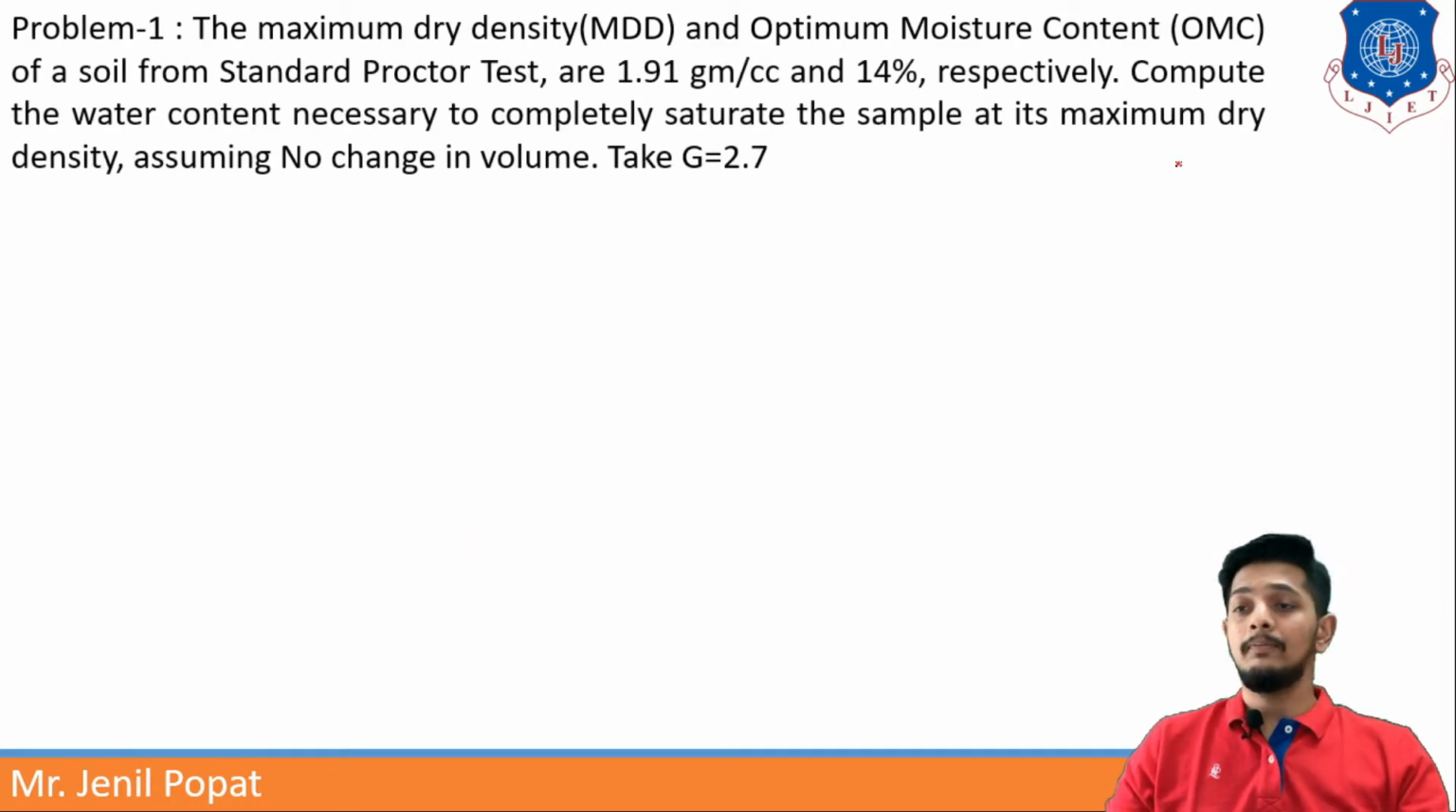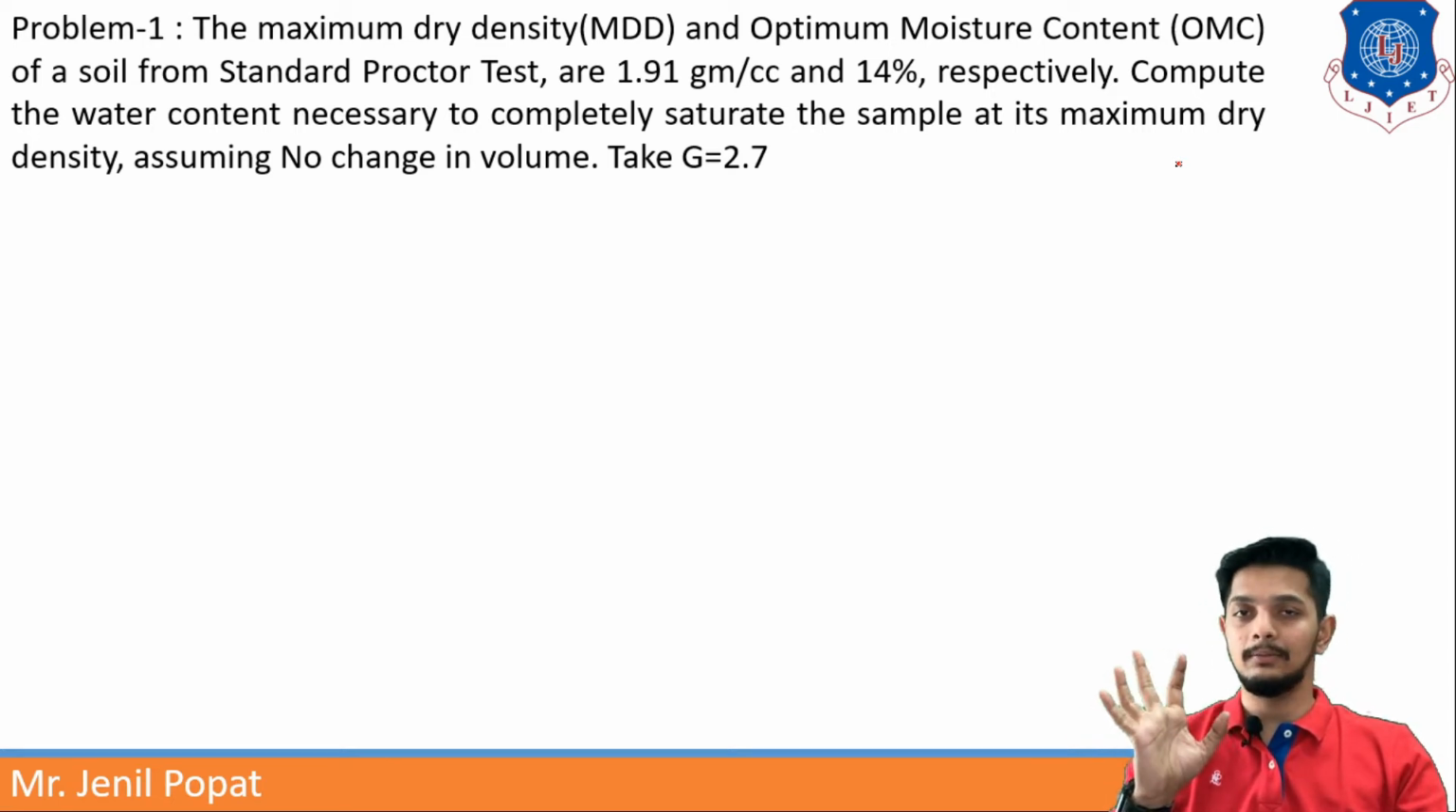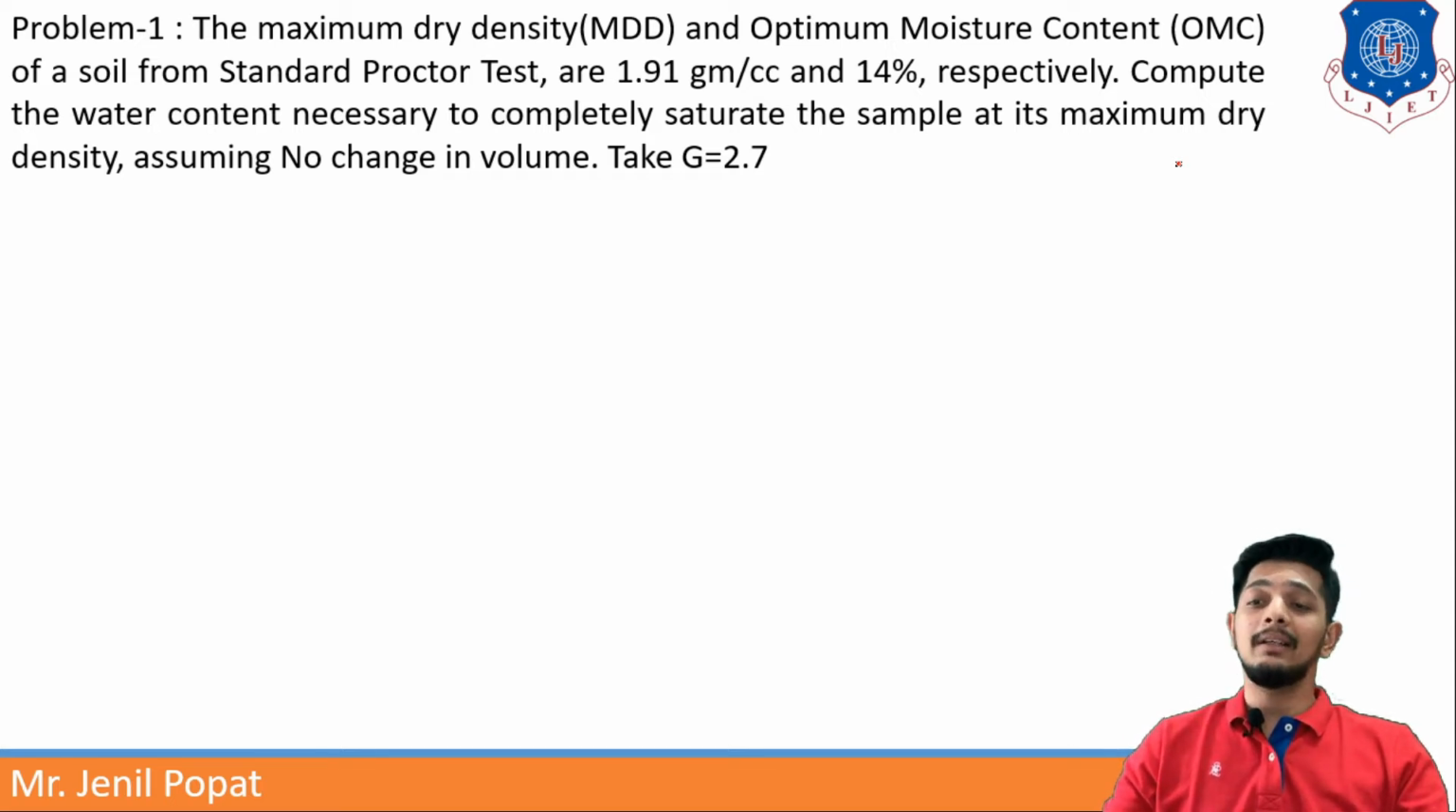So, first problem: the maximum dry density (MDD) and optimum moisture content (OMC) of a soil from a standard Proctor test are 1.91 gram per cc and 14%. So two things are provided. First MDD, which is 1.91 gram per cc, and second one, OMC, that is 14%. Compute the water content necessary to completely saturate the sample. So the water content which is necessary to completely saturate it.